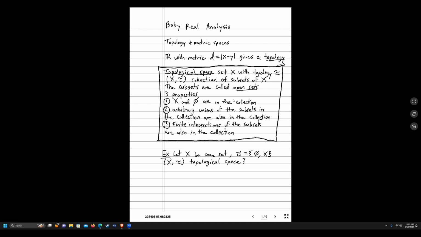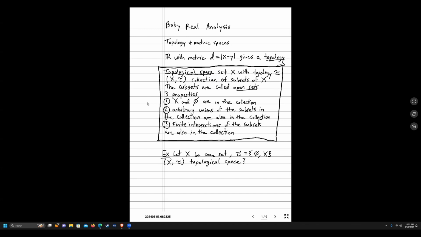There are three requirements, or three properties, of a topological space. So you have some set X with a topology tau. That's a commonly used letter. And this pair, the set X with tau, is going to be a collection of subsets of X. These subsets are themselves called open sets. So as long as they're in this collection of subsets, then that is an open set.